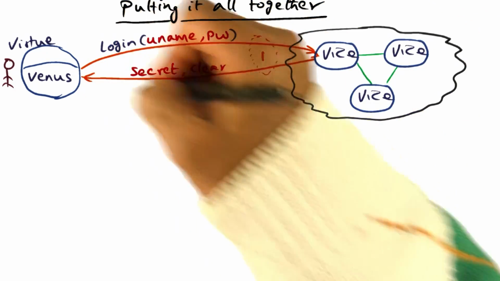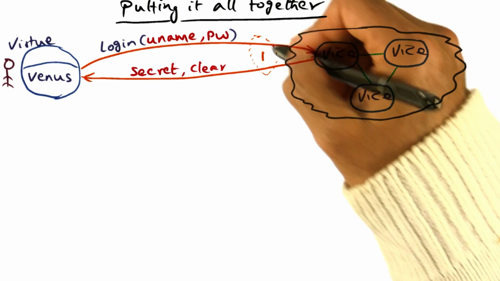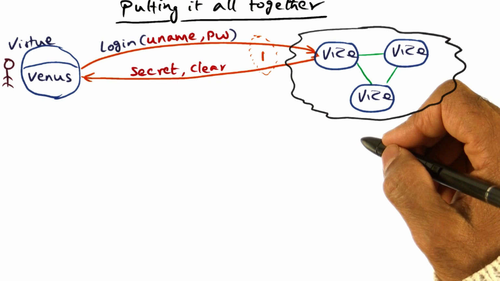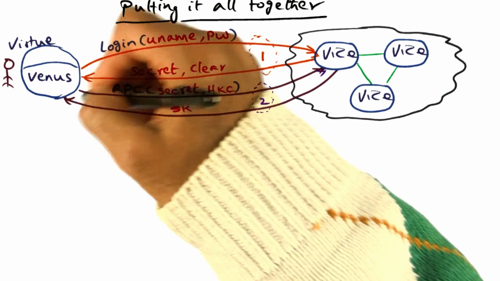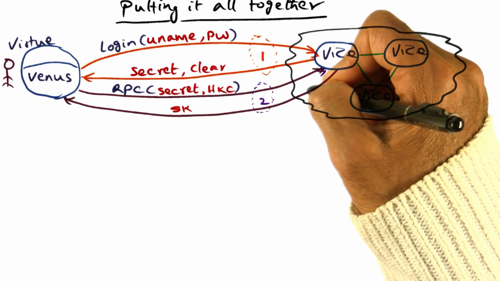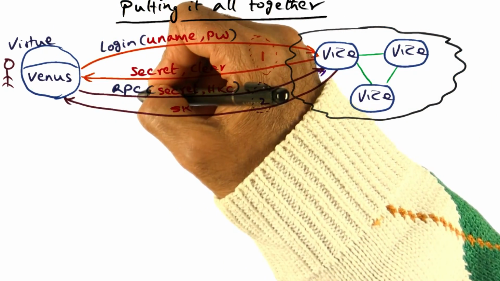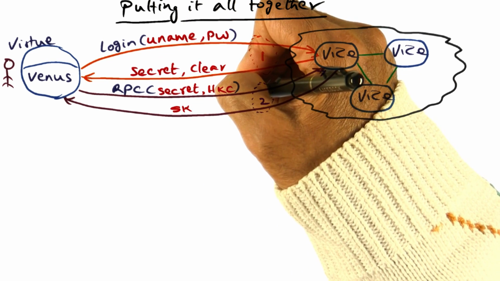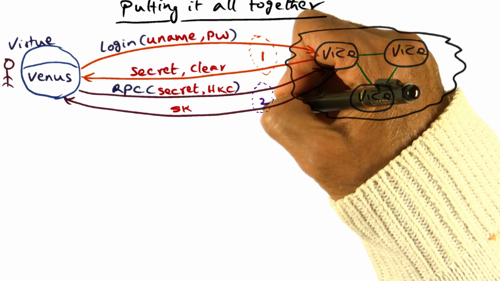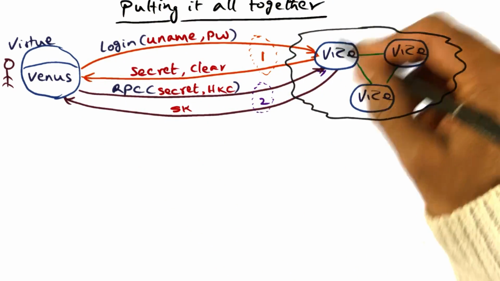They log in using their username and password. They get back a pair of tokens, the secret token and the clear token. And this is the first communication that happens between Venus and Vice. Venus can then establish an RPC session on behalf of the client by using the secret token and HKC. That's the second class of communication that happens between Venus and Vice.